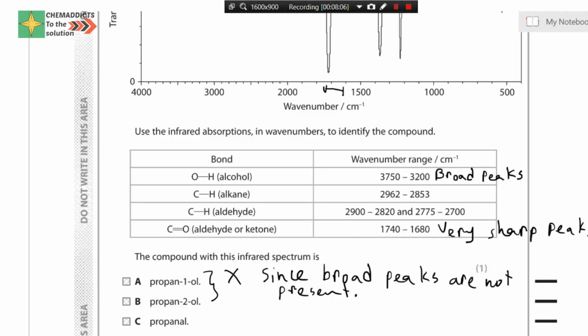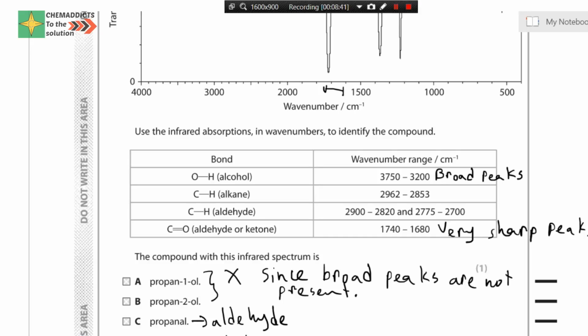Since these both give a very sharp peak in the same range, they are both aldehyde or ketone. Let us know that propanal is an aldehyde and propanone is a ketone.